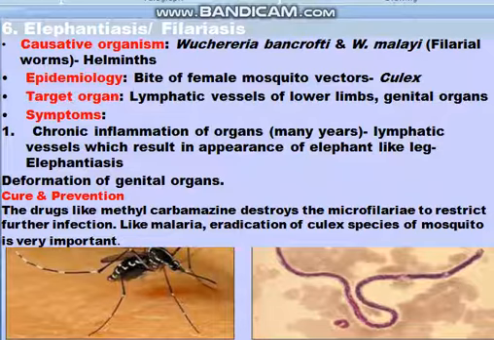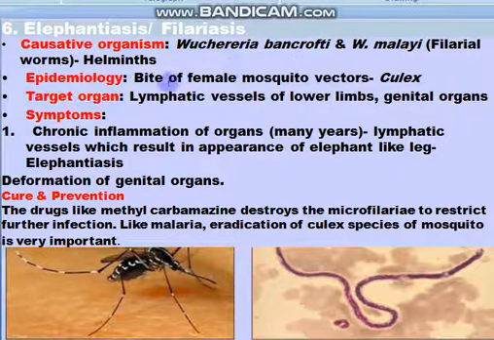The causative agent of this disease, elephantiasis or filariasis, is also a helminth, and that helminth is Wuchereria bancrofti or Wuchereria malayi. Wuchereria bancrofti is the main cause of infection in filariasis, which is caused by the filarial worm, and the disease is known as elephantiasis or filariasis.